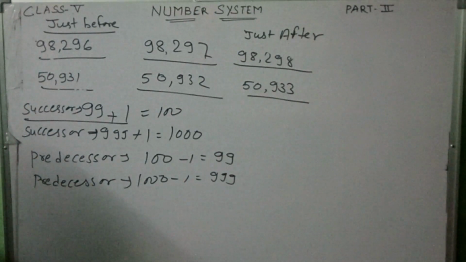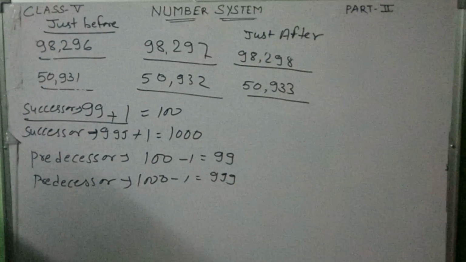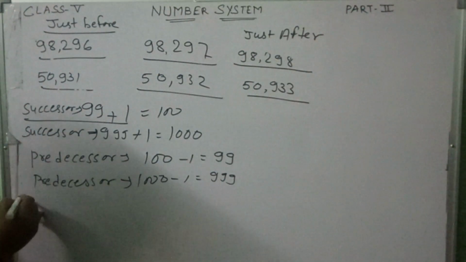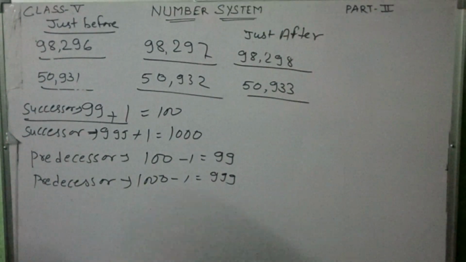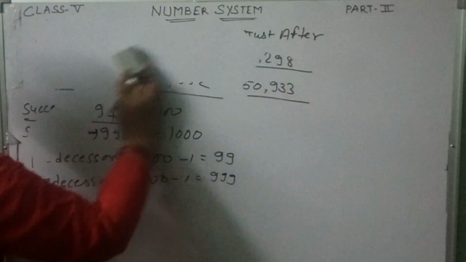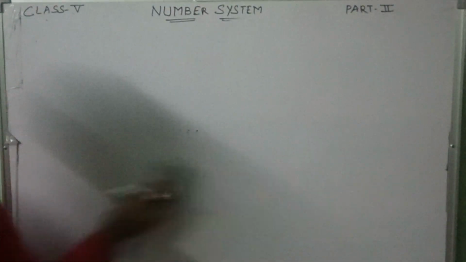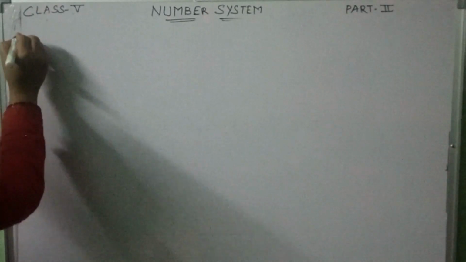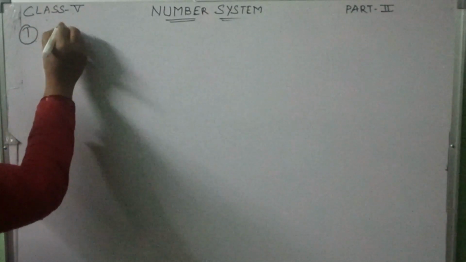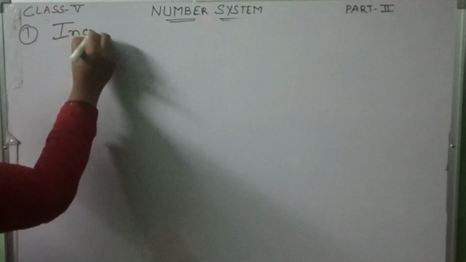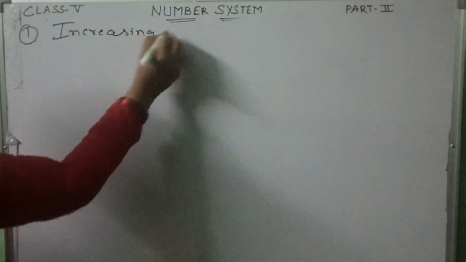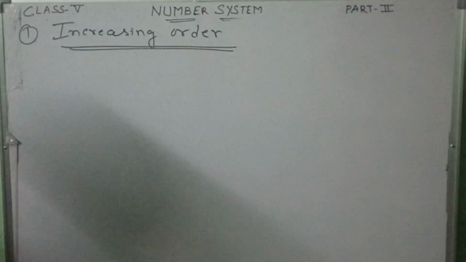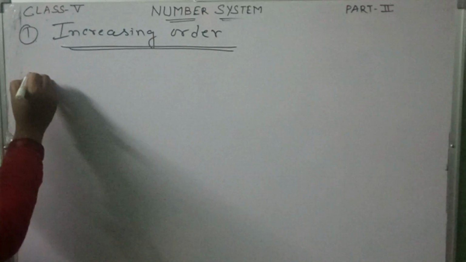Increasing order, decreasing order. Children, do you know increasing order? How to write the decreasing order, increasing order? In previous class already you learned increasing or decreasing order. Okay. So once again I will recall you. Suppose some number is given here. One example I will take from your book, and you have to write this number in increasing order. One example I am taking from your book.